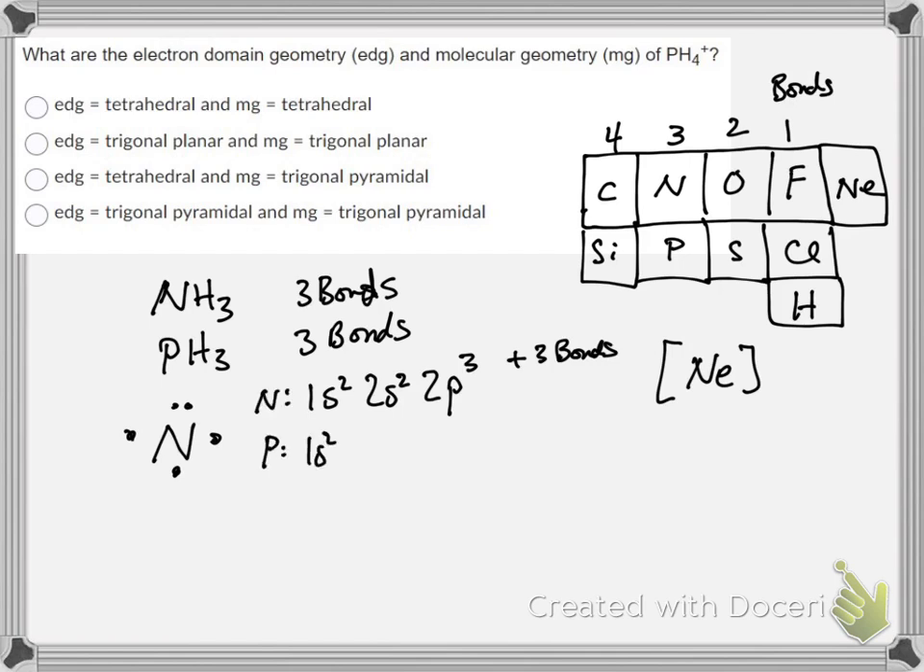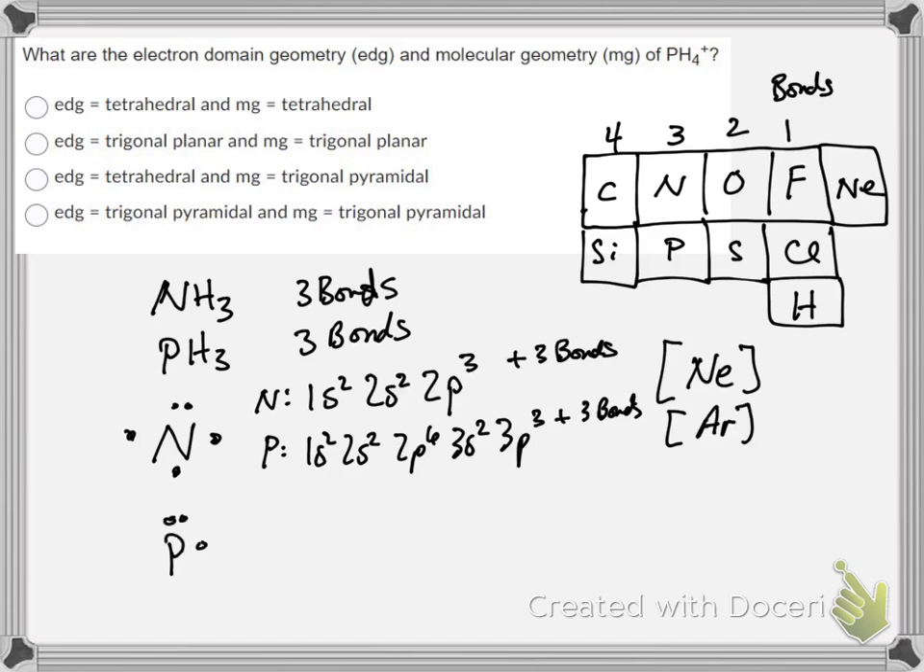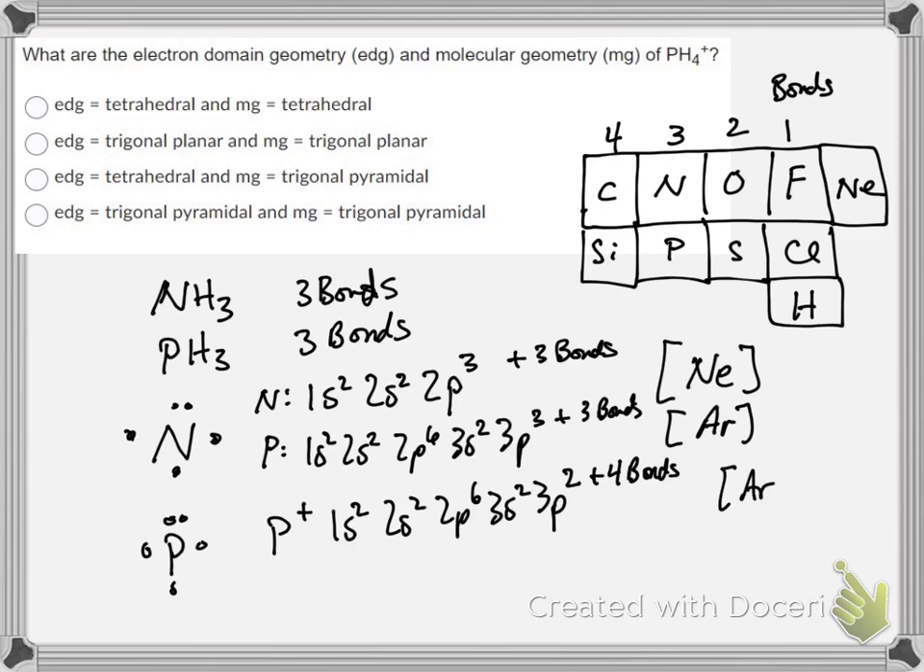Now phosphorus has the same story, but instead of row 2, it's in row 3, so it also has to form 3 bonds. If the molecule was neutral, we would be building it this way, but because it's charged, we really have 1s2, 2s2, 2p6, 3s2, 3p2, because one of the electrons has left. Because it's left, we now need to form 4 bonds to obtain the argon core.